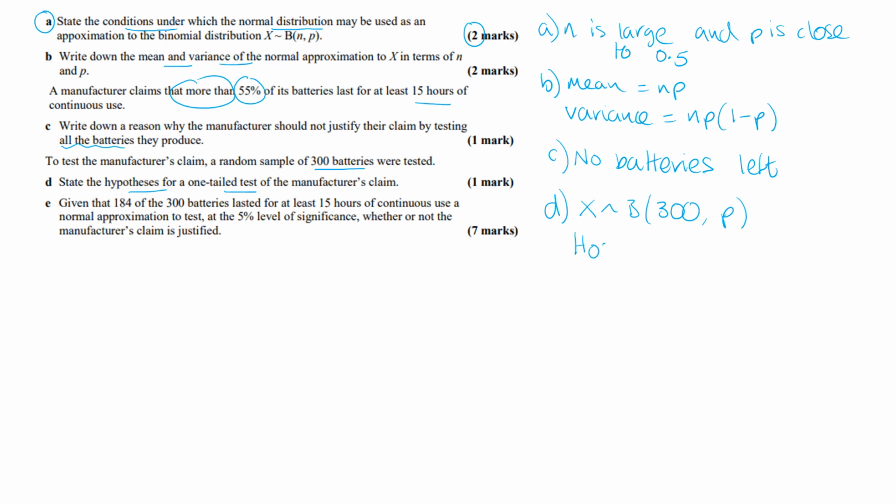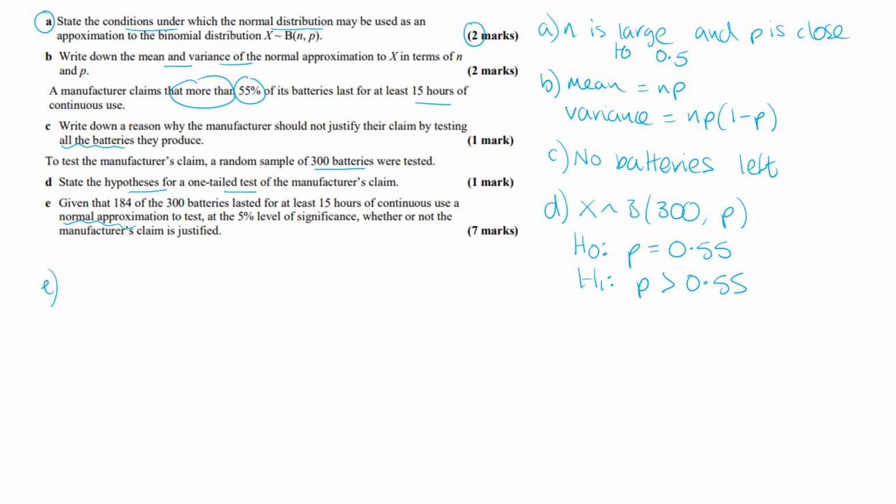Stating our hypotheses, the null hypothesis is that the current state of affairs is we think it's 55%, because the manufacturer is claiming that it's bigger than 55%. So H0 is our default position, what's currently going on, 55%, and H1 is what we think is going to be different, so we think it's going to be above 55%. So that's our hypotheses.